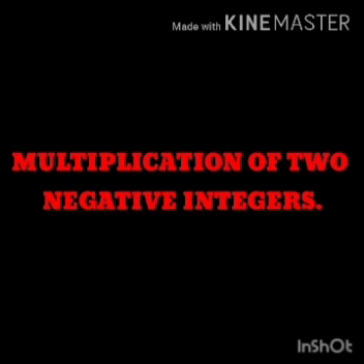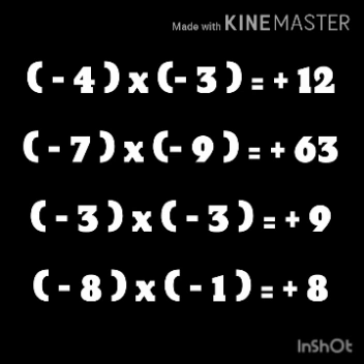Multiplication of two negative integers. Minus 4 into minus 3. 3 fours are 12. Minus into minus is plus. So the answer is plus 12. Minus 7 into minus 9. 7 nines are 63. Minus into minus is plus. So the answer is plus 63.